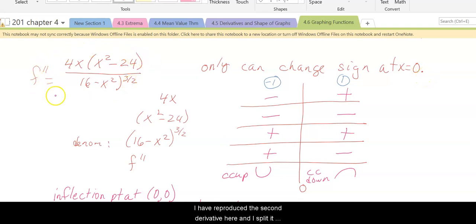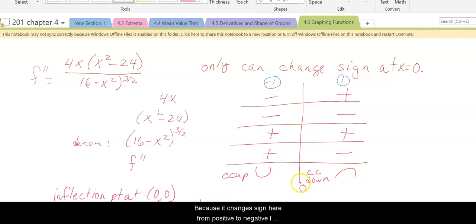I have reproduced the second derivative here, and I split it up into its 3 factors with another line for the second derivative. It can only change sign at 0, so I take test points to the left of -1 and to the right of 1. Plugging these into the 3 factors, I get these signs you see in the first 3 rows of the chart. By combining the 3 signs, I can get the sign of the second derivative. When it's positive, it is concave up like a cup, and when it is negative, it is concave down like a frown.